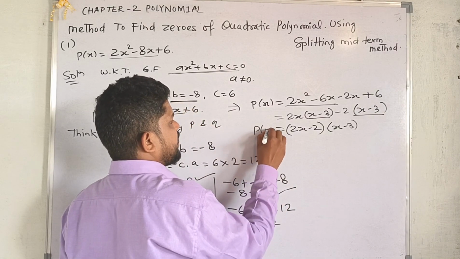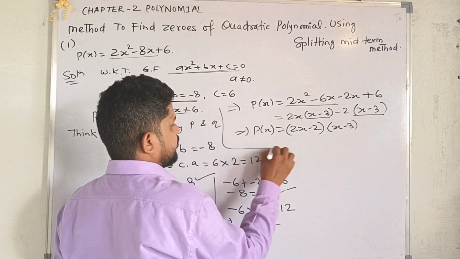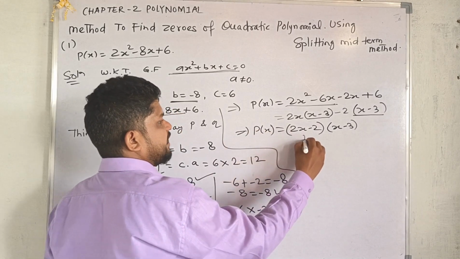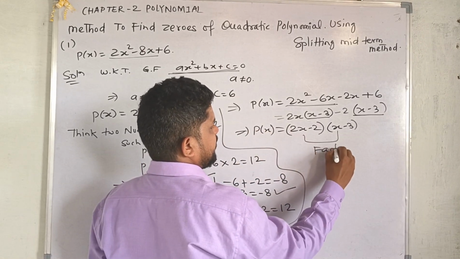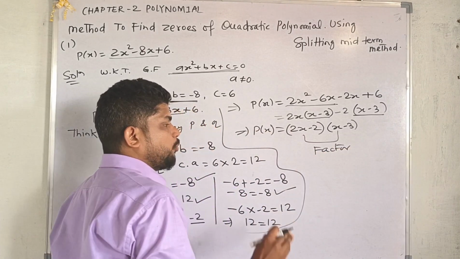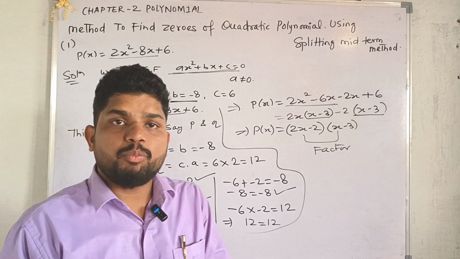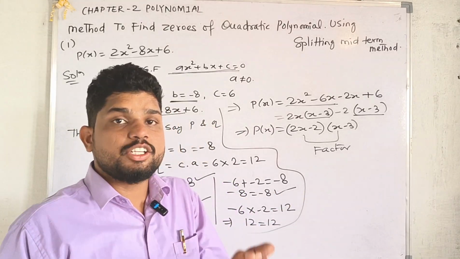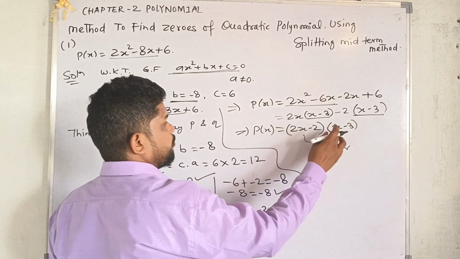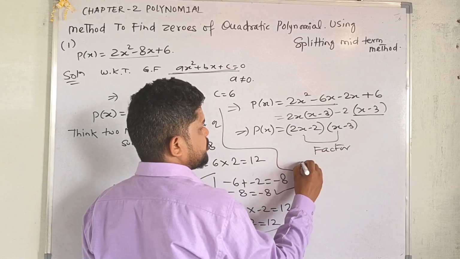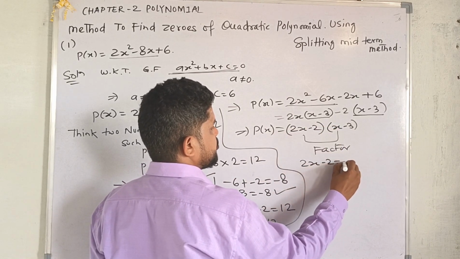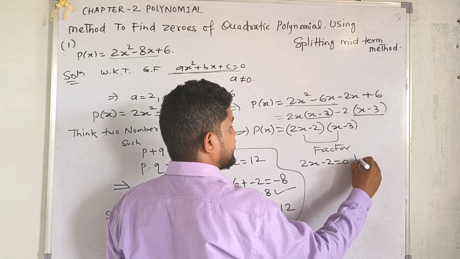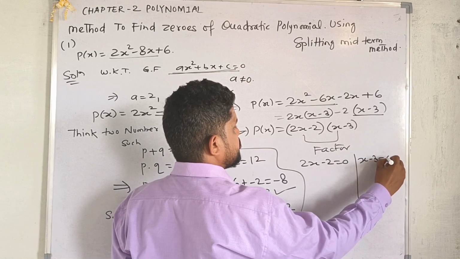Which is p of x. This is called the factor of the polynomial. By putting the factor of the polynomial equal to 0, we get the zeros of the polynomial. So just put the factors equal to 0, so we get 2x minus 2 is equal to 0, and on the other hand x minus 3 will be equal to 0.